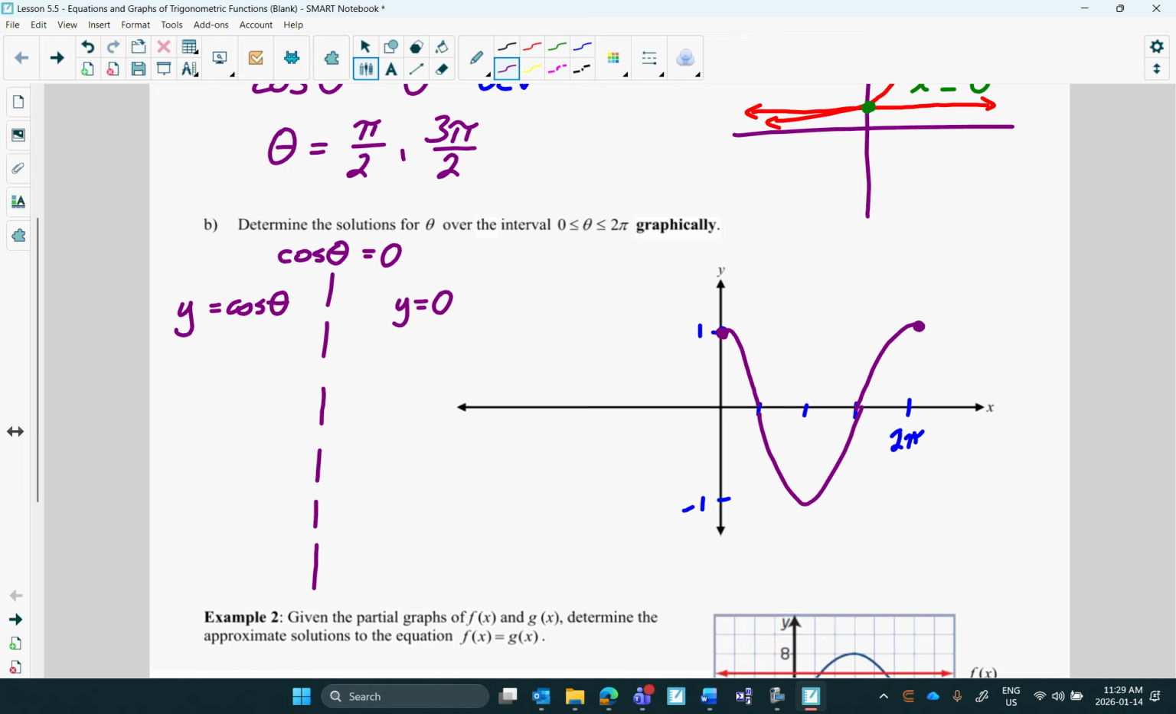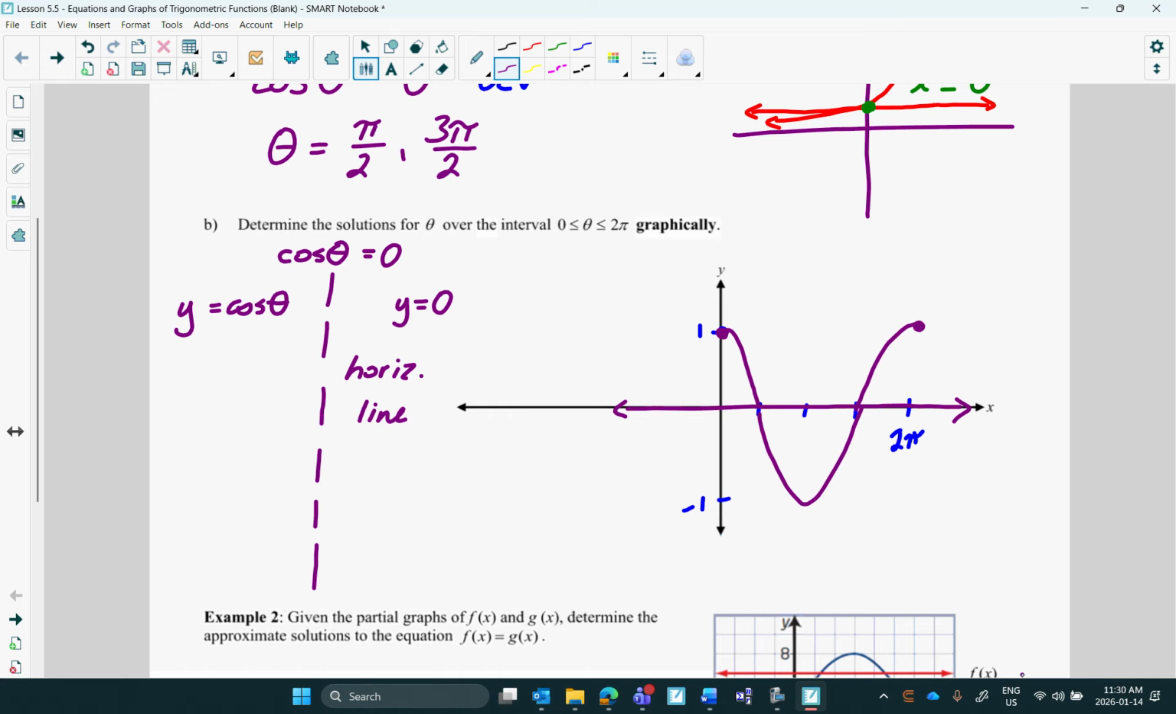The graph of y equals 0 is just the horizontal line. Where would I draw that horizontal line? It's the same as the x-axis, isn't it? So here's the graph of the left side of the equation. Here's the graph of the right side of the equation.